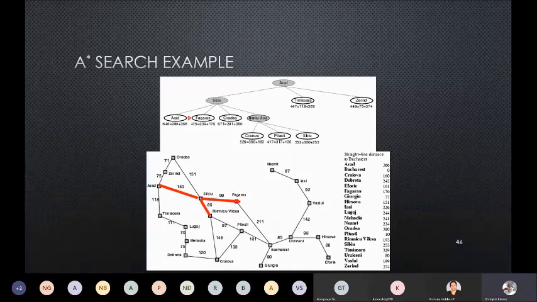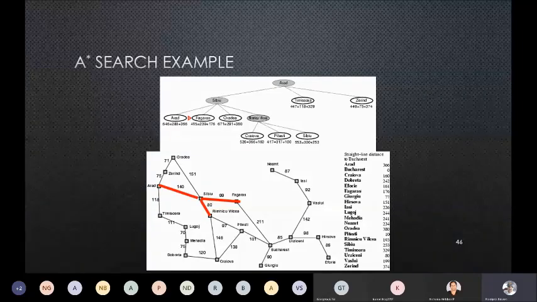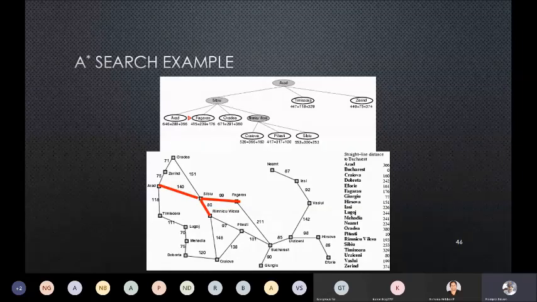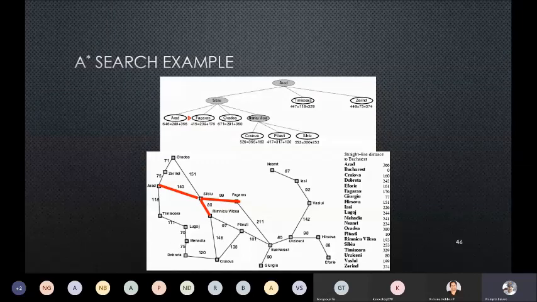So from Rimiku Valley, I can travel to three other cities, and for all of them, I will find the total distance that I traveled, and they are estimated straight line distance from Bucharest. And here there is something interesting. When we are looking at all the costs, we find that 415 is the lowest cost. So what we will do is backtrack. In the previous case from Rimiku Valley, we were going to Pitesti and Bucharest. But in this case, since Fagaras has the lowest value, we will backtrack to Fagaras.